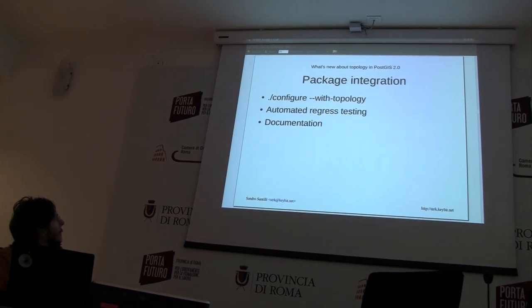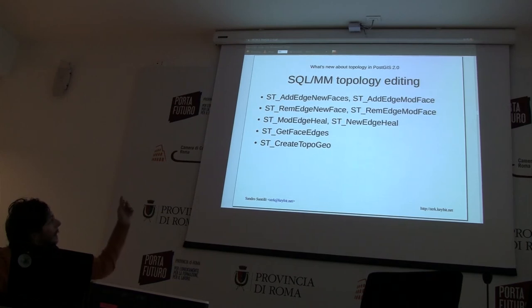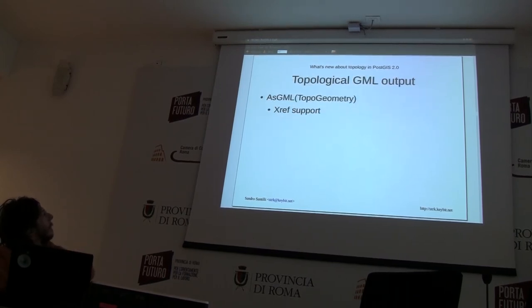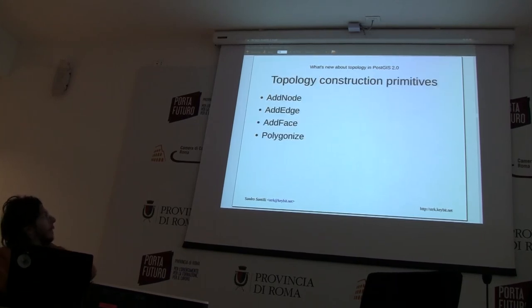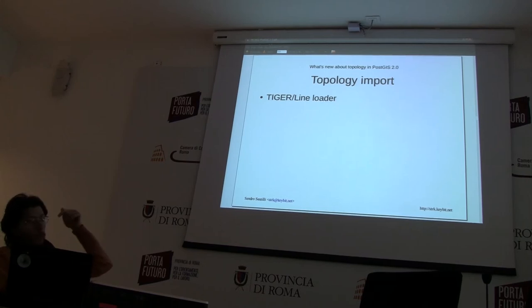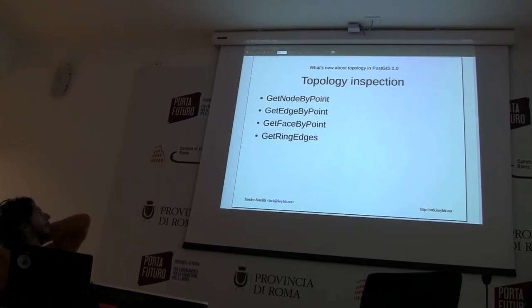Okay, new things in PostGIS 2.0, which is old news probably. The SQL/MM topology editing functions are standard functions defined by ISO documents and are all available now. There is a topological GML output, so you can output all your data that way. TIGER, which is the USA standard road network and parcel network, can be imported directly.